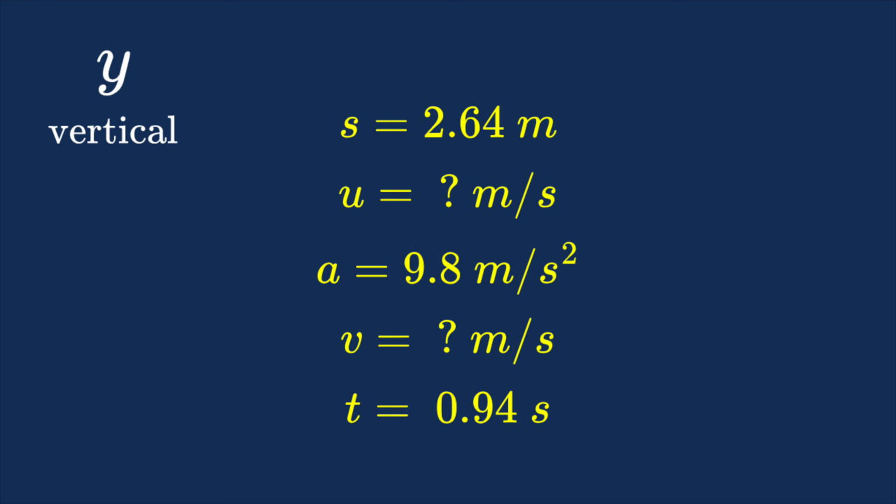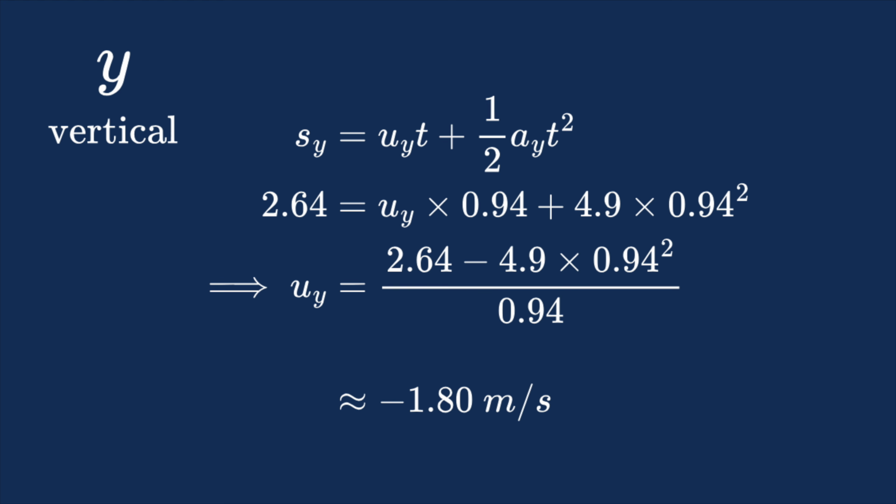Now for the vertical direction. We know that s subscript y is the height in the y direction, which we already know is 2.64 meters. We know the acceleration, which is due to gravity. Again, a equals 9.8 meters per second squared, and we just measured the time, so t equals 0.94 seconds. Now we want to find the initial vertical velocity, so the best equation to use is this one. If we substitute in the vertical values and do a little bit of rearranging, we get this equation here.